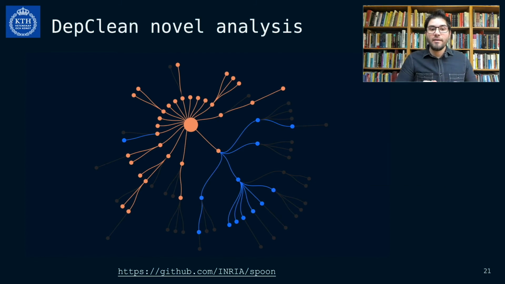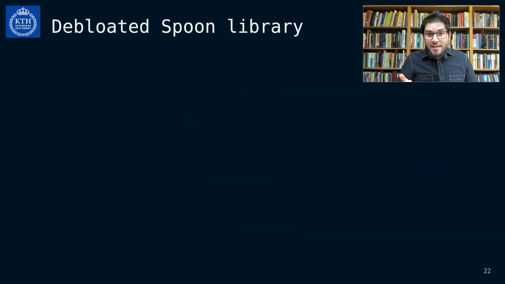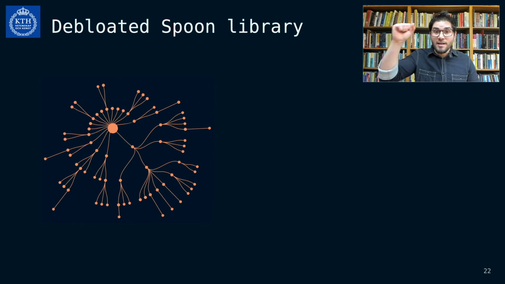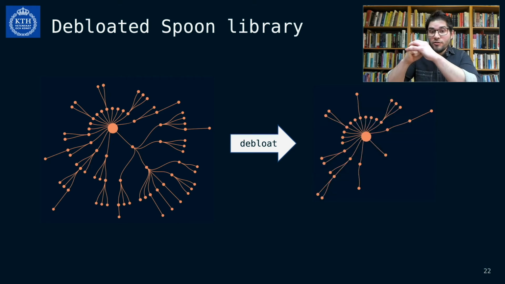After this step, DepClean performs its novel dependency analysis. It detects 13 bloated dependencies in the Spoon library. So basically, we can use DepClean to transform its dependency tree: we debloat it, remove all the unused dependencies, and obtain a much smaller version of it. And it is important to say that this process doesn't affect the build of Spoon. It is still compiled, the tests are executed successfully, and all the rest of the Maven phases work as normal.